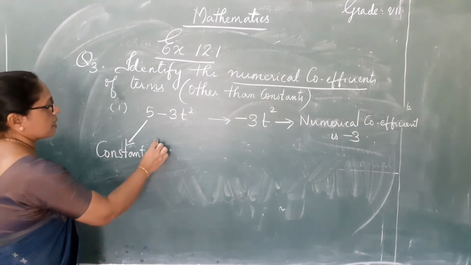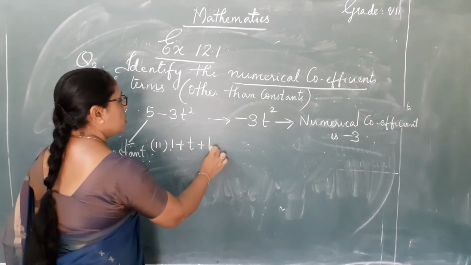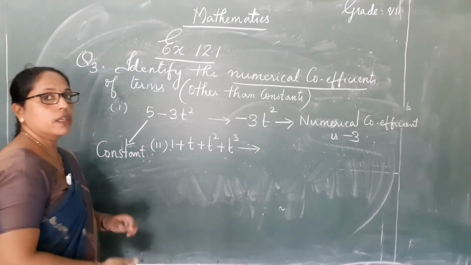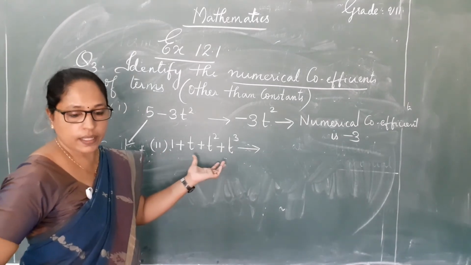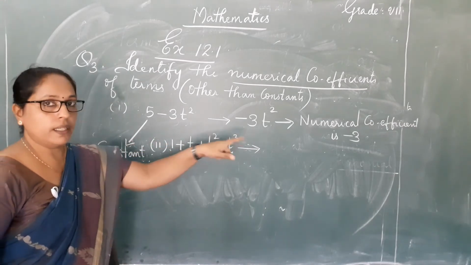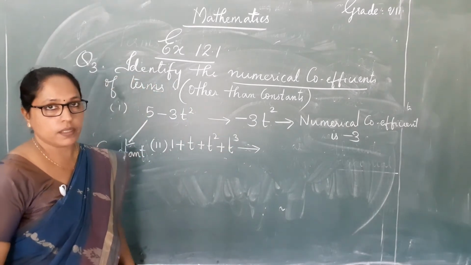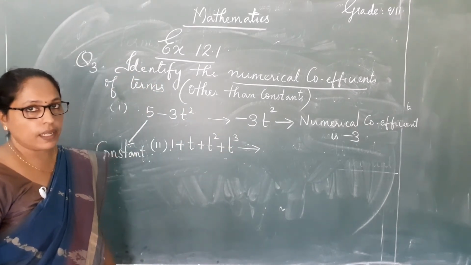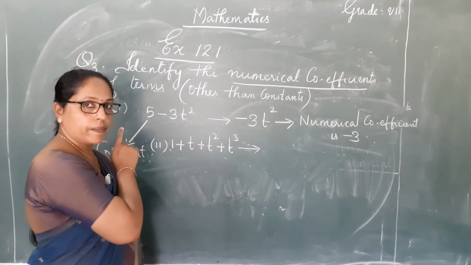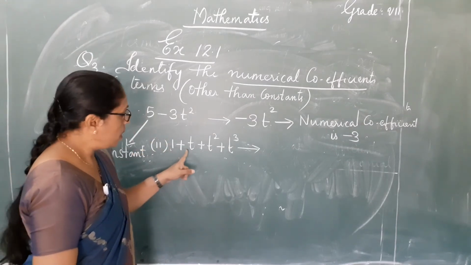Another question, second part: 1 plus t plus t square plus t cube. If you look at this one, how many terms are there? 1, 2, 3, 4. Four terms are present, correct? In these four terms, what do you call this one? Yes, this is a constant. So we don't have to look at the constant term. Look at the other terms.